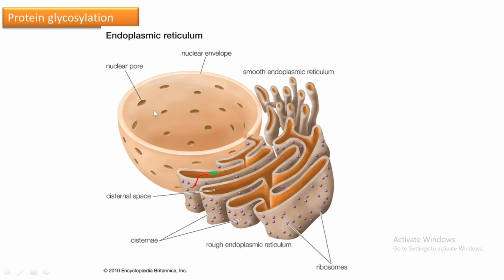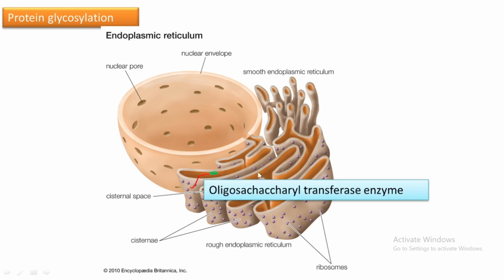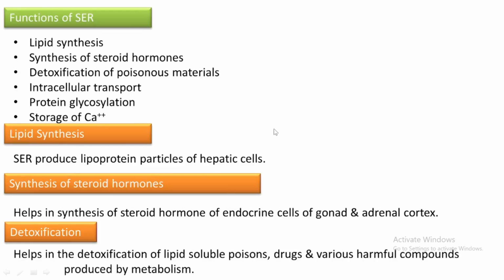So that process happens inside the endoplasmic reticulum, and it is carried out with the help of an enzyme called oligosaccharyl transferase. This is the enzyme that catalyzes the reaction of adding sugar to the newly formed polypeptide chain within the lumen of the endoplasmic reticulum. Okay. The function of rough endoplasmic reticulum is over.